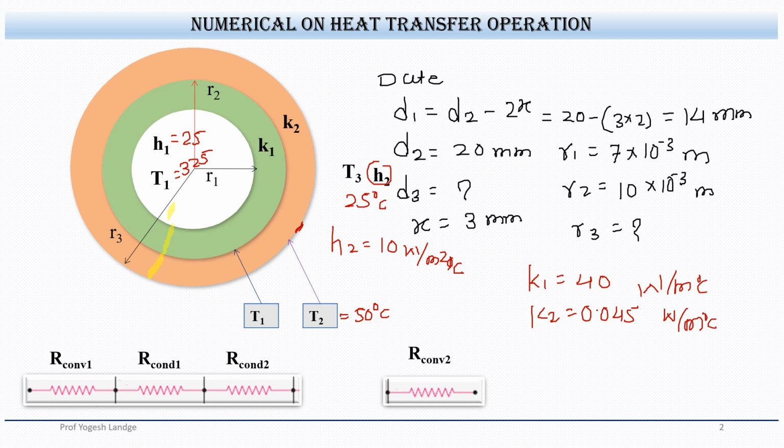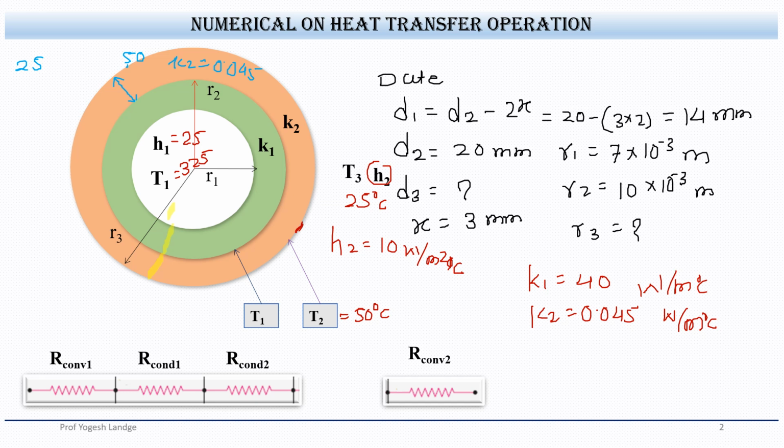So this is the data with us, and with the help of this data, we try to find the value of X, that is the thickness. Here, what we need to calculate is the thickness of this insulation if the surrounding temperature is 25, the surface temperature is 50, and the conductivity K2 is 0.045. In this case, let me know what the thickness is.